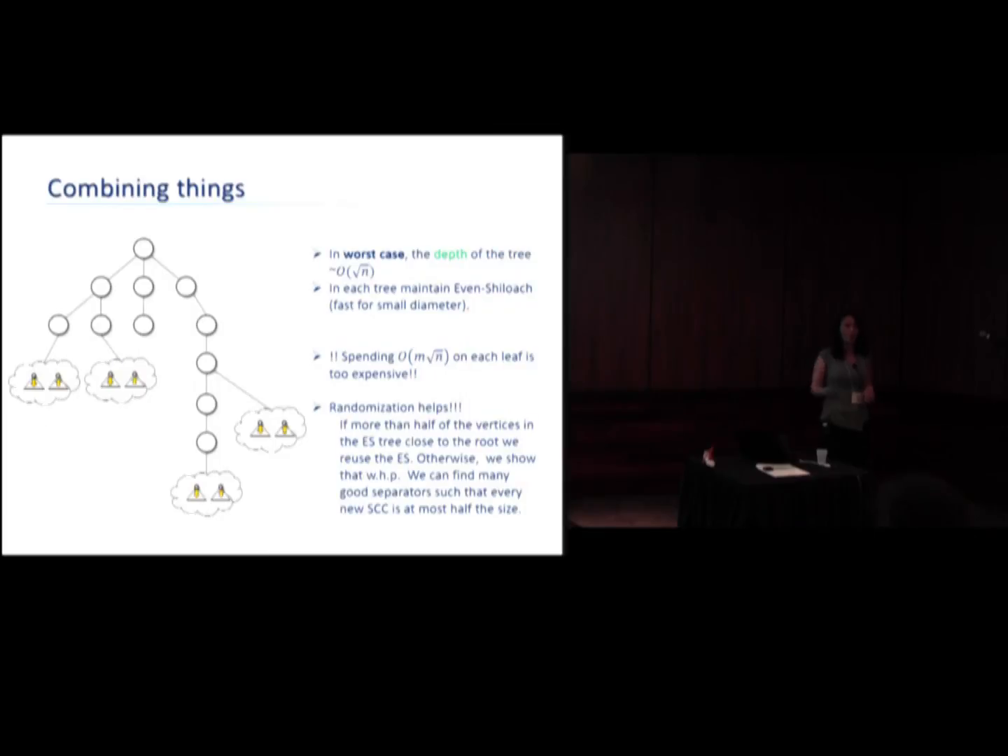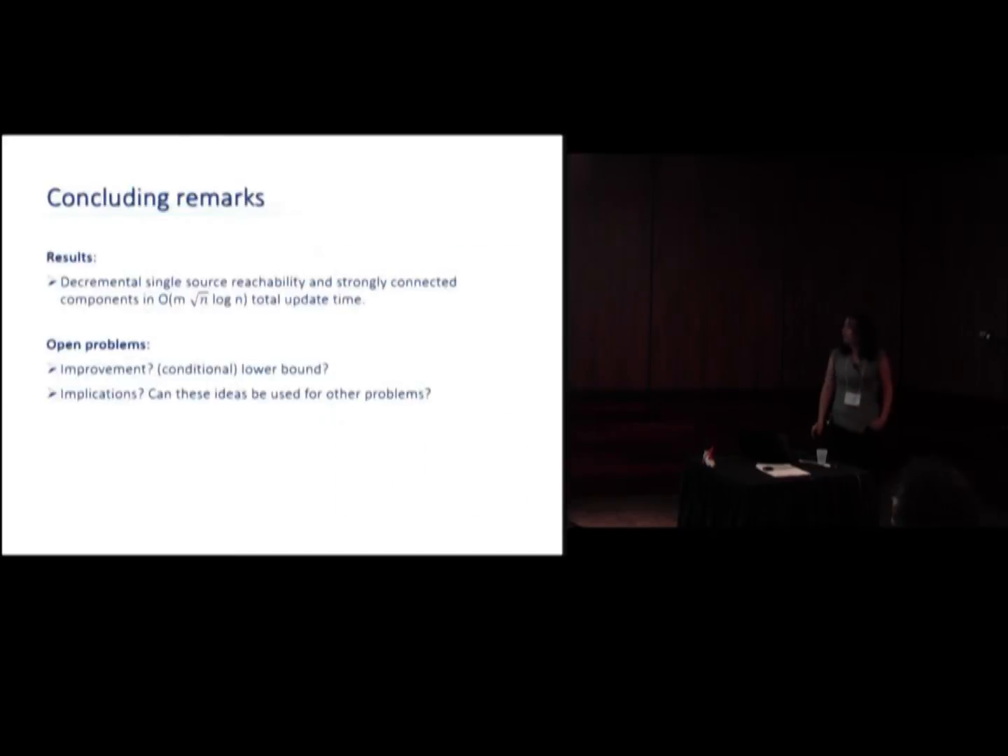And that can happen at most log n times. So I spent m square root n time, I wasted that, but that can happen only log n times. So that's why we'll pay in the end m square root n. Okay, so that's the idea. So we get m square root n total update time.